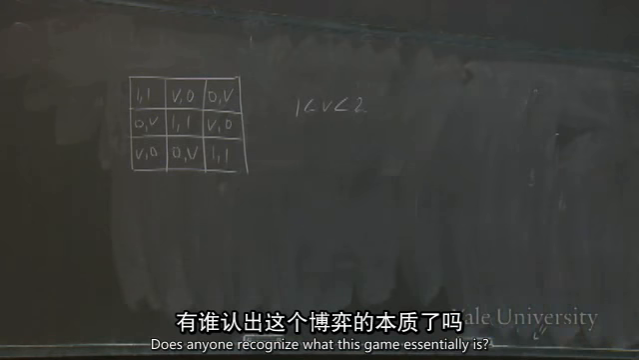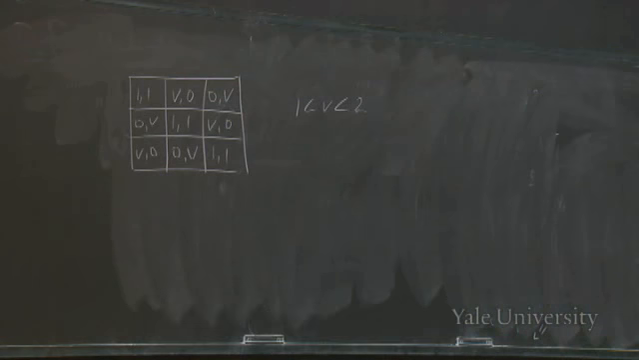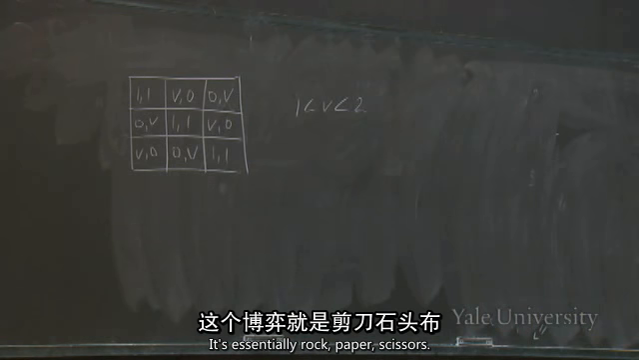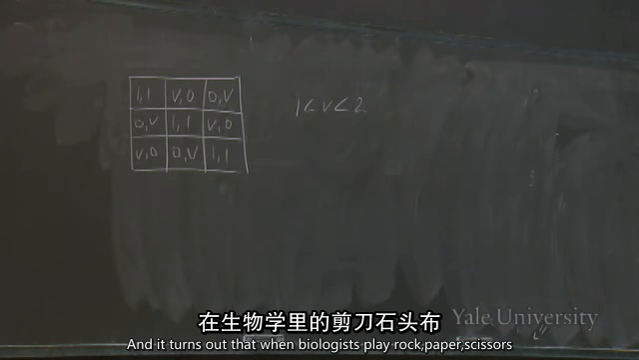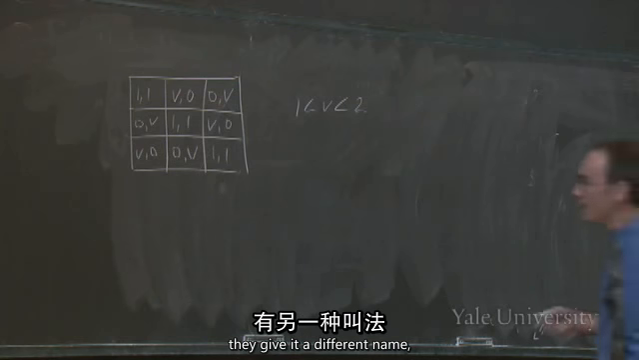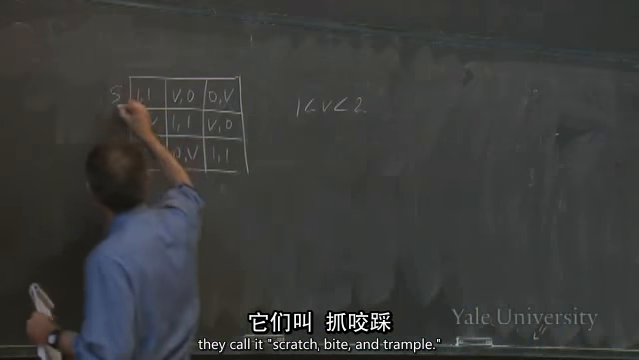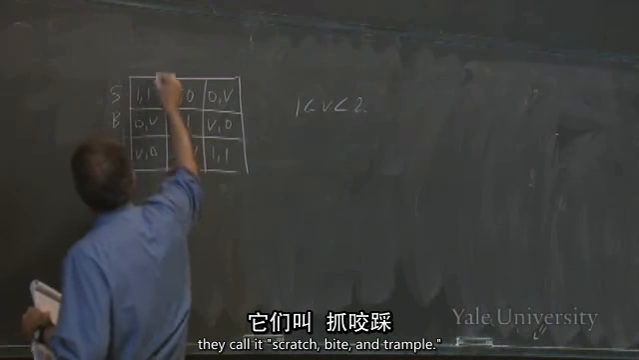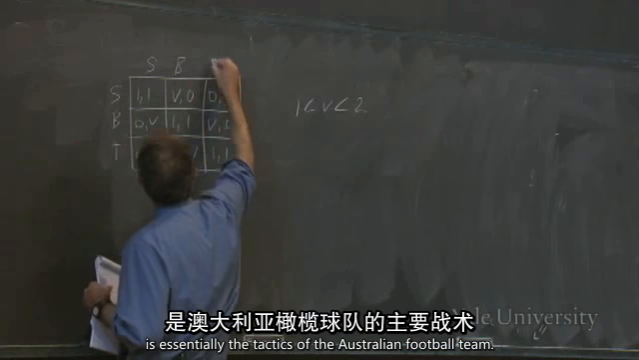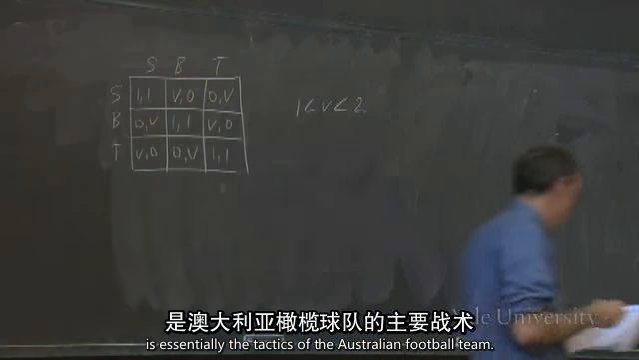Does anyone recognize what this game essentially is? It's essentially rock, paper, scissors. Now it turns out that when biologists play rock, paper, scissors, they give it a different name. They call it scratch, bite, and trample. Scratch, bite, and trample is essentially the tactics of the Australian football team.